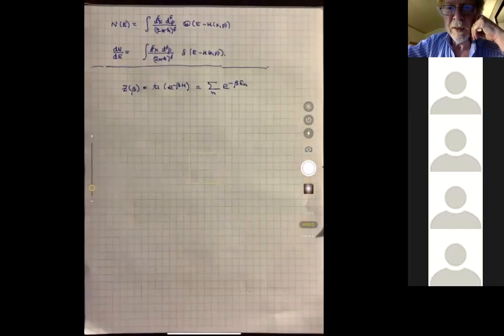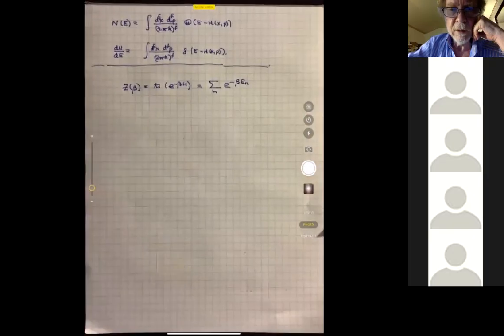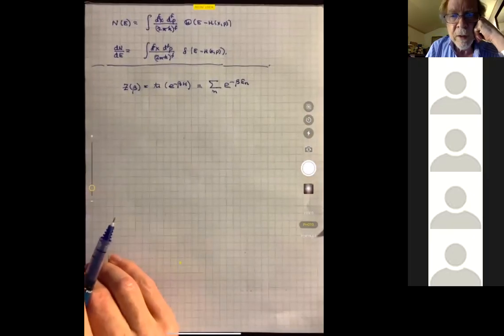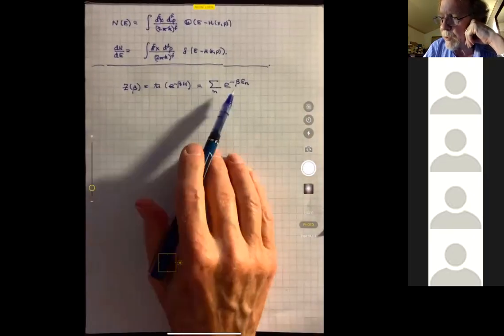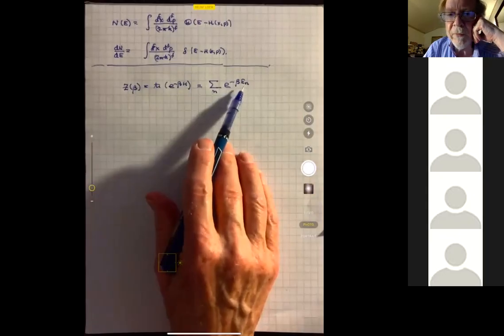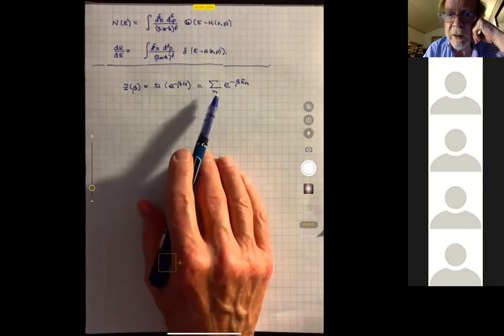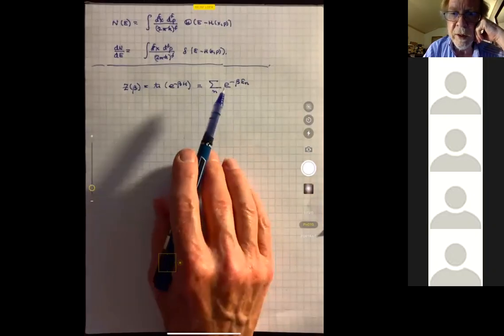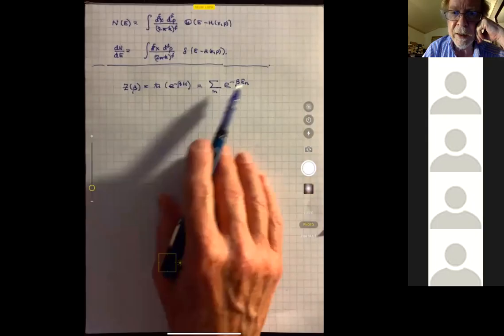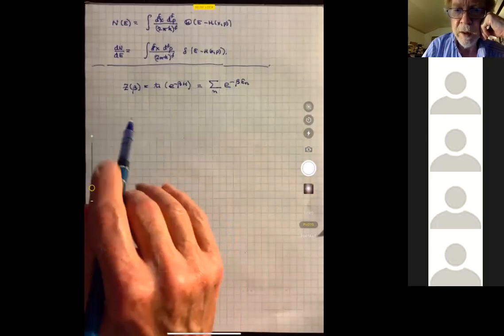Okay, let me reset this to see if I can make it brighter, a little more clear. All right, if there are degeneracies, we simply repeat the E sub n's for different values of n. E1, E2, and E3 could all have the same energy. So this formula is valid even in the case of degeneracies, if you understand what I mean by the n counting of the energy eigenstates.